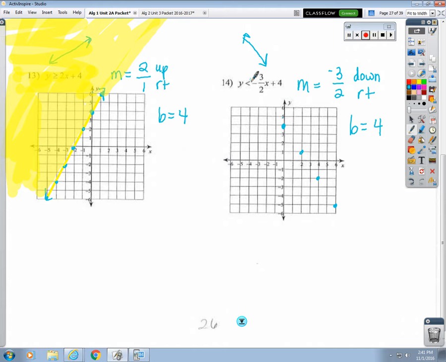Okay, now it's just a less than sign, so what does that mean about my line? Dashed. Okay, but then we need to shade everything less than that. So if you go to your y-intercept, which is 4, what numbers are less than 4? Okay, so you shade below it, all the numbers less than 4.